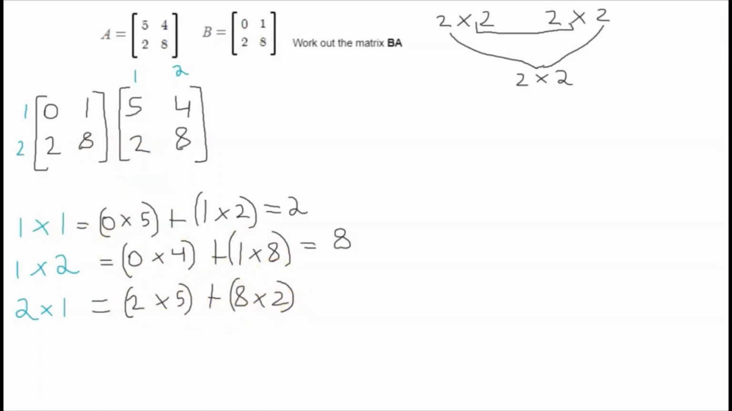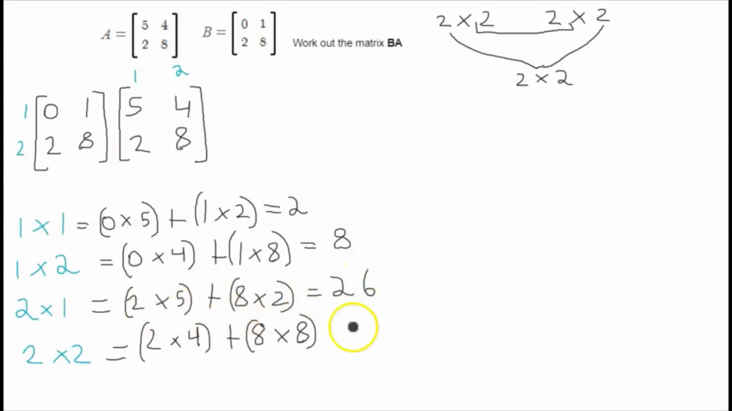And finally we'll have row 2 times column 2, and to do that we'd be writing it as 2 times 4 plus 8 times 8. I don't know the answer for this top one, sorry, my bad. So 10 plus 16, that will be 26, and then 8 times 8 is 64, plus 8, and that would be 72.